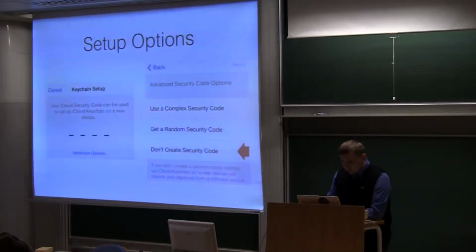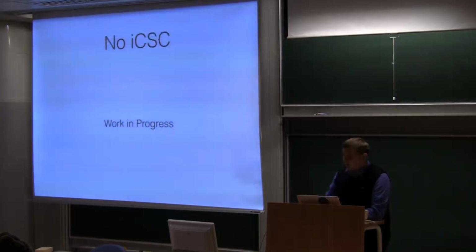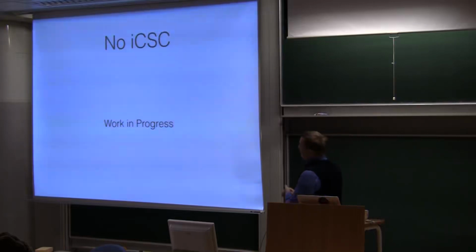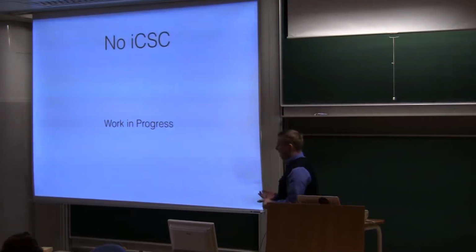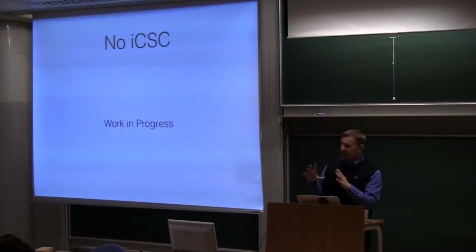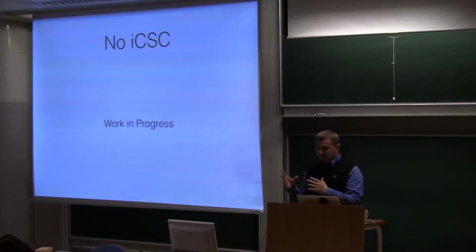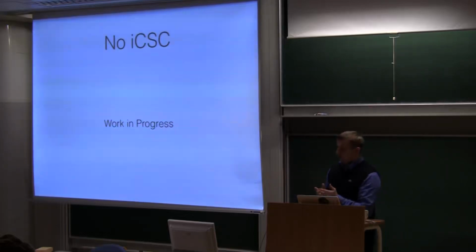So the last option is to not use a security code at all, and this is a very interesting one. Unfortunately, I don't know how it works yet. What I can tell you is that it's not using the escrow proxy. It is using the key value service. It looks like it maintains some sort of key directory for all your devices, and they somehow communicate with each other through this service. But I'm not really sure how it works.